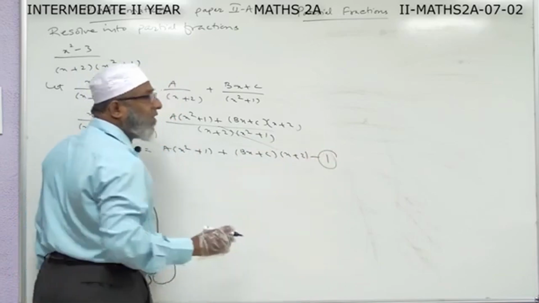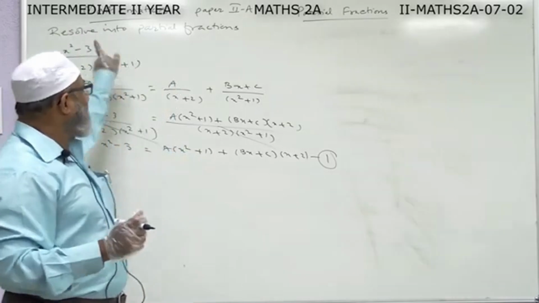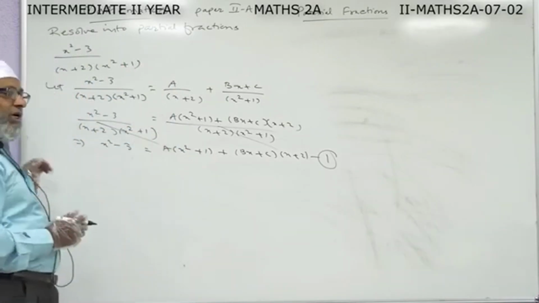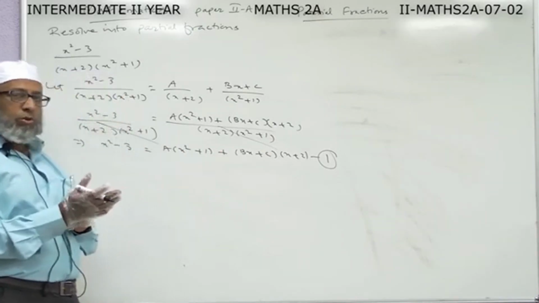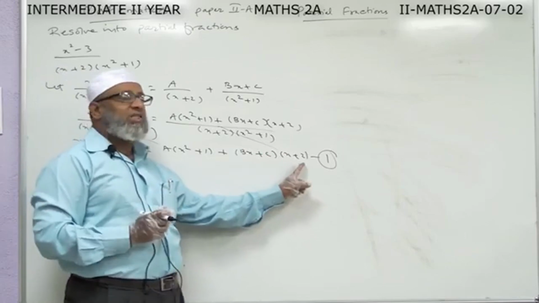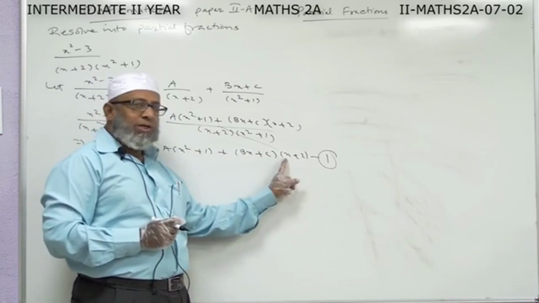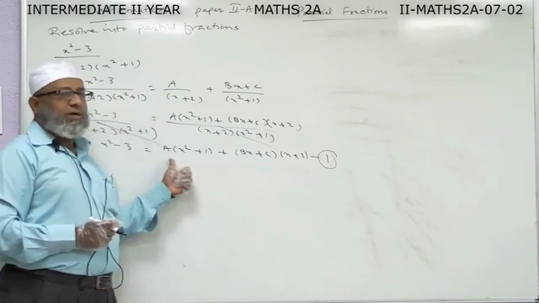This I called as equation 1. Okay, so up to this it is clear. Now again I have to get the values for a, b and c. As I told you in the earlier case also, what is this? 2. What is the opposite of 2? Minus 2. If I put x equal to minus 2 here, this part will become 0. So ultimately I may get the value for a.